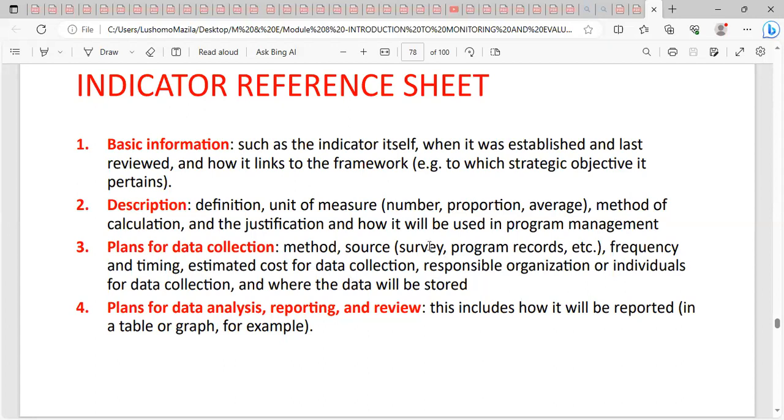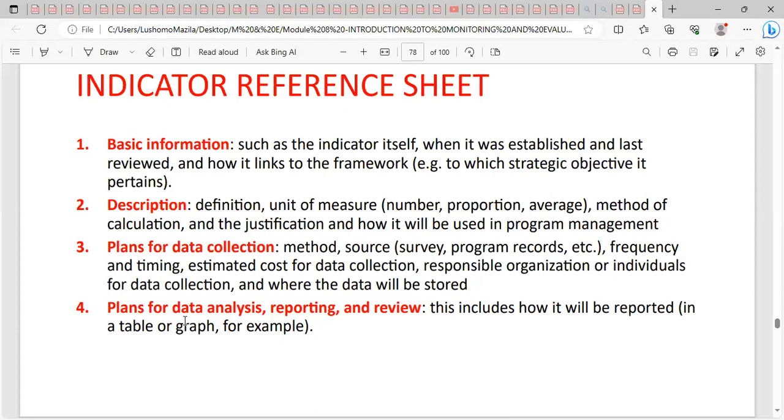Is it from surveys? You need to do a survey, or is it from the records? The frequency, how often are you going to be collecting the data? The estimated cost for data collection, how much will it cost you to collect the data? Responsible organization and individual for everything. I think you are going to go through this.